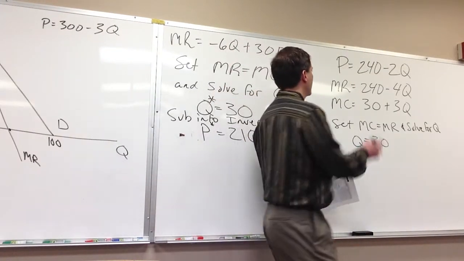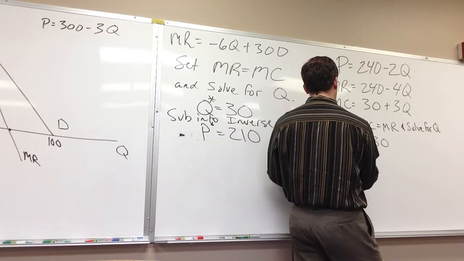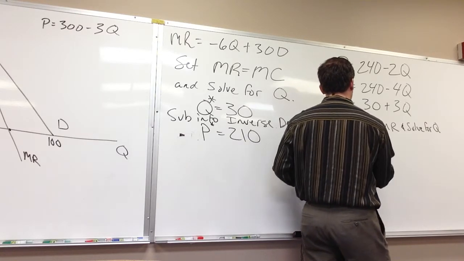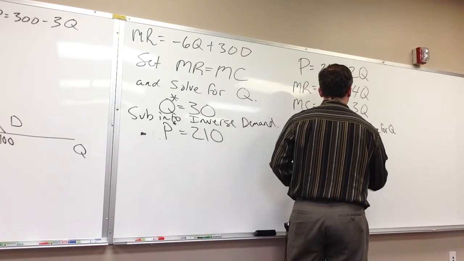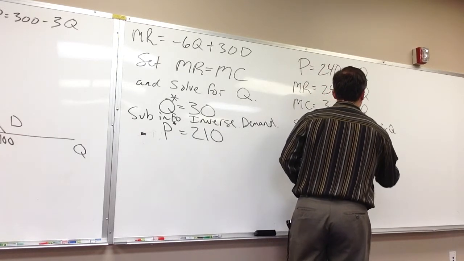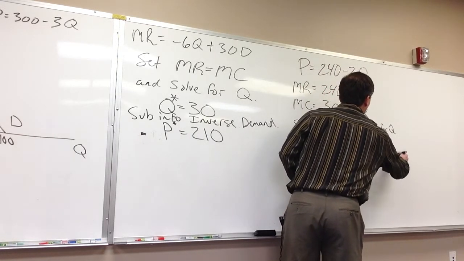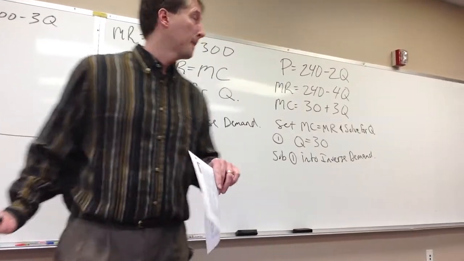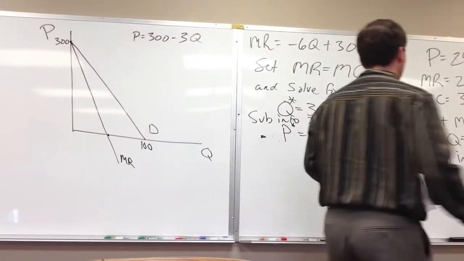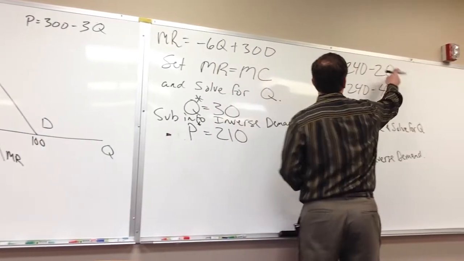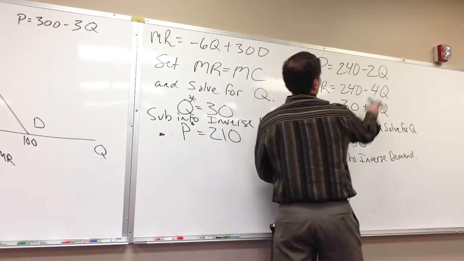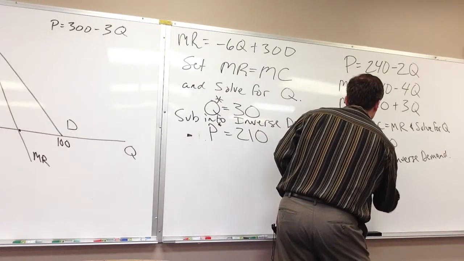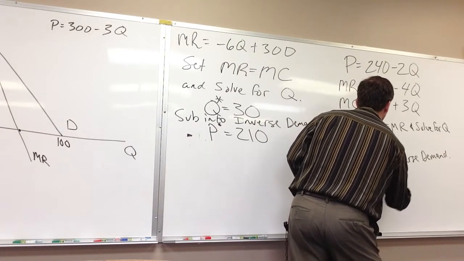Sub that back into your new demand function. So sub equation 1 into the new inverse demand. And what do you get for price? How much? 180. So here's our inverse demand curve. 30 times 2 is 60. Price equals 180.